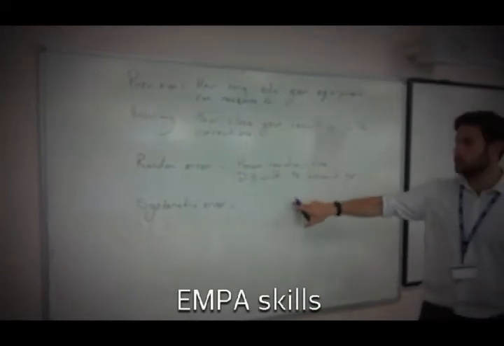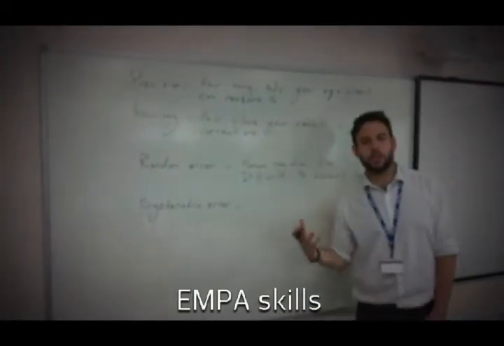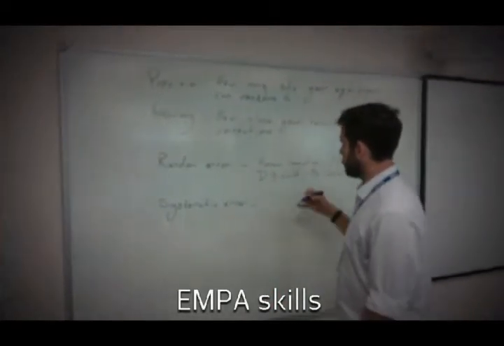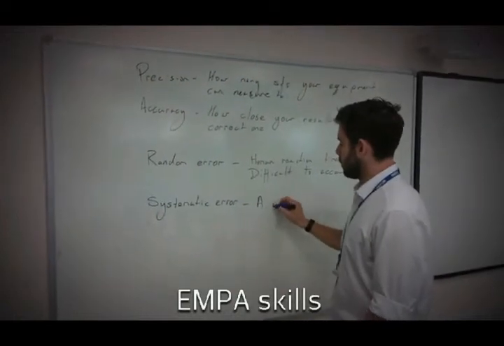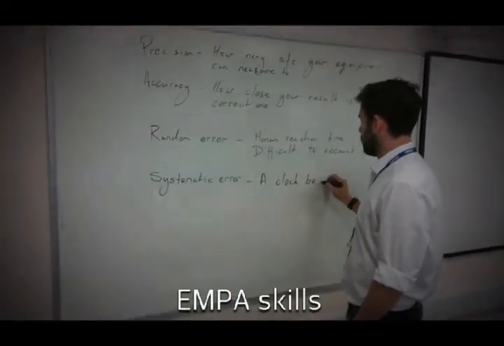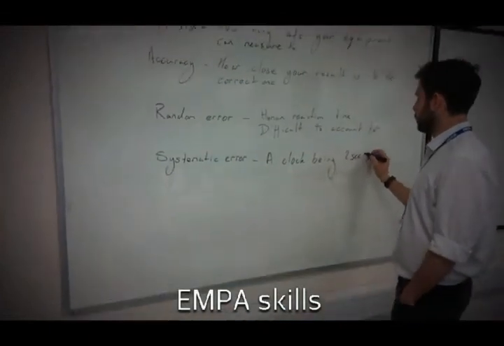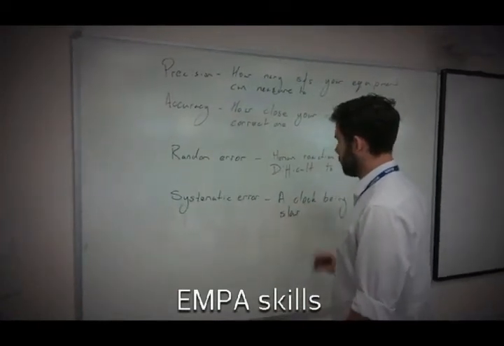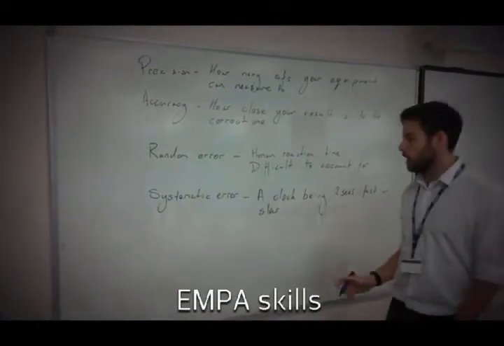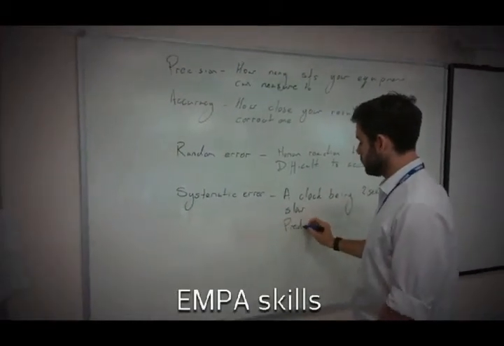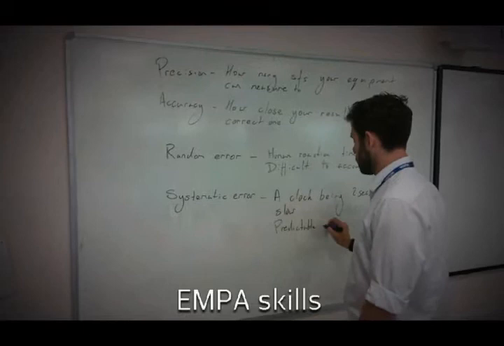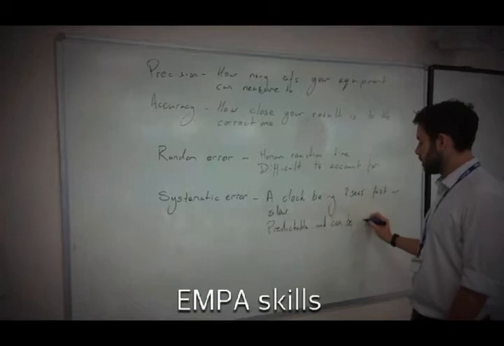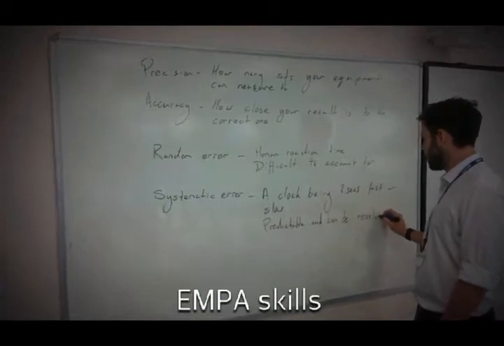Systematic error is something which is an issue with the system. Okay, so something like a clock being 2 seconds fast or slow. Systematic error is predictable and can sometimes be resolved by calibrating the equipment.